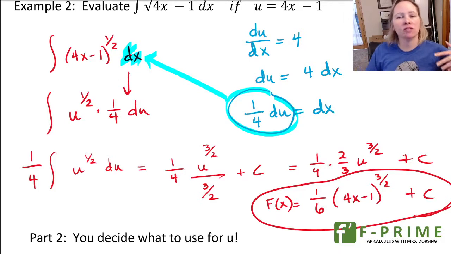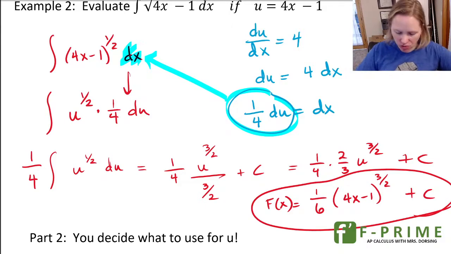We have to solve for dx and figure out what we can replace it with so that it has du there, so that we want to do an even swap, right? So dx is equivalent to 1/4 du, so we have to swap it out. We can't just replace dx with du. We have to find an equivalent. And it really depends. Each function is going to be different.